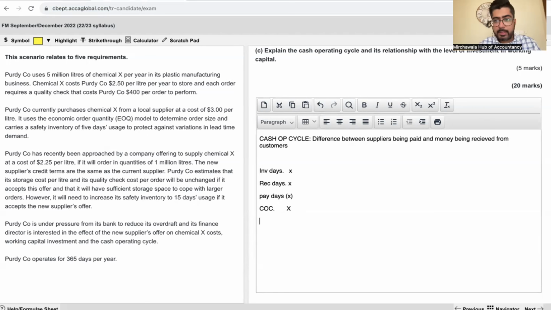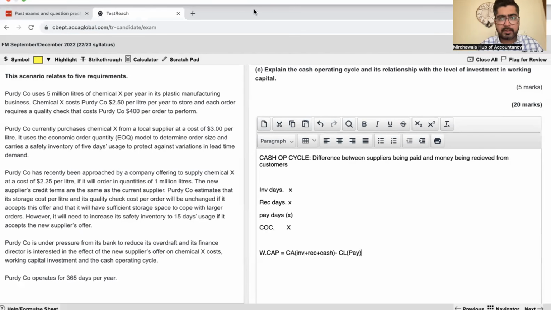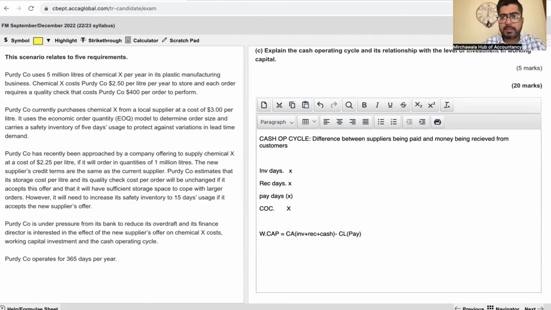Okay. And level of investment in working capital. So how do you find level of investment in working capital? Current assets, that is inventory plus receivables plus cash minus current liabilities, that is payables. Okay, you have done both of the things in the class. You have found the working capital as well in the classes, current assets minus current liabilities. In current assets, I used to take inventory, receivables, cash, current liabilities, payables, and cash operating cycle is inventory days, add receivable days, less payable days.